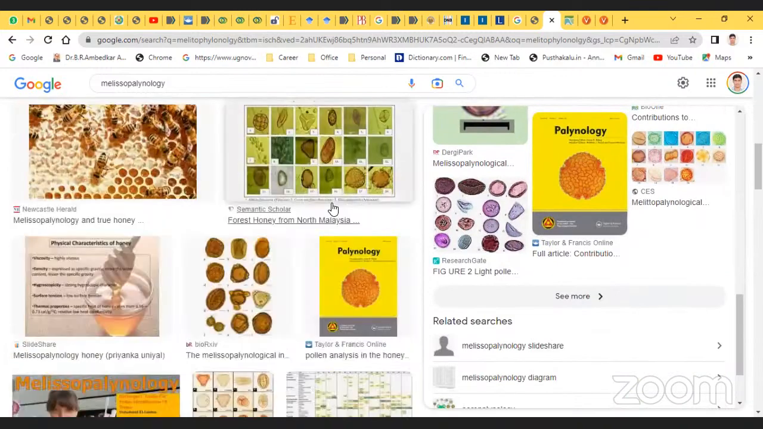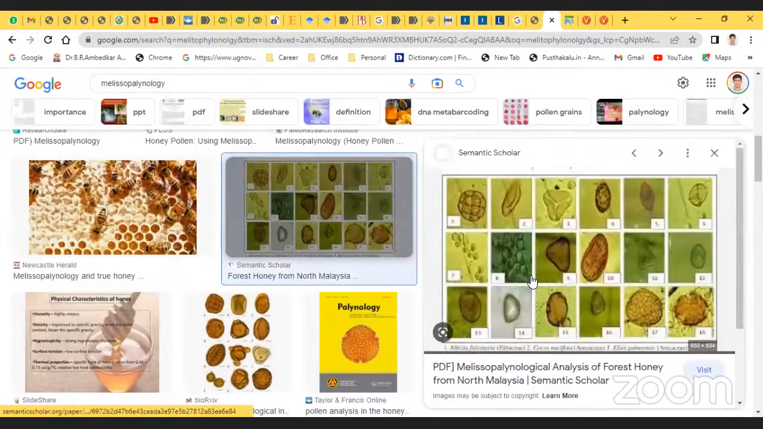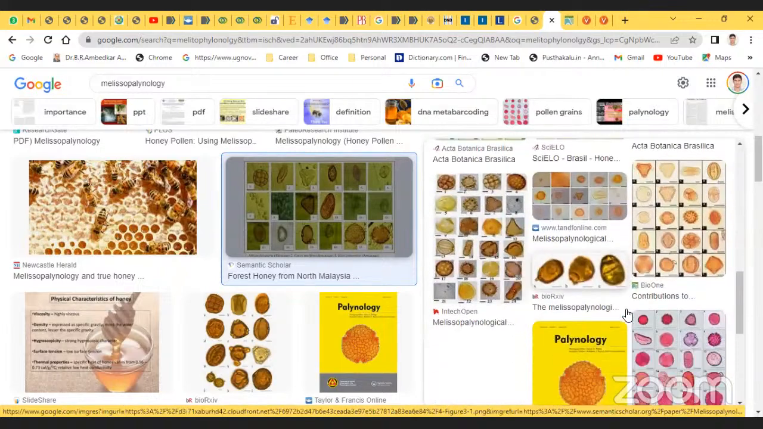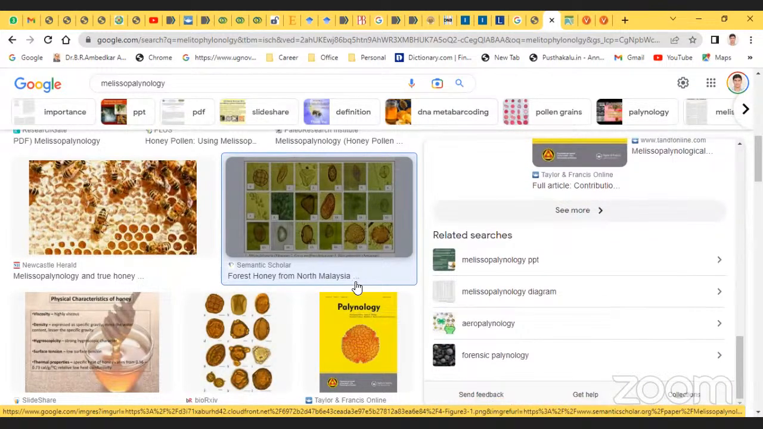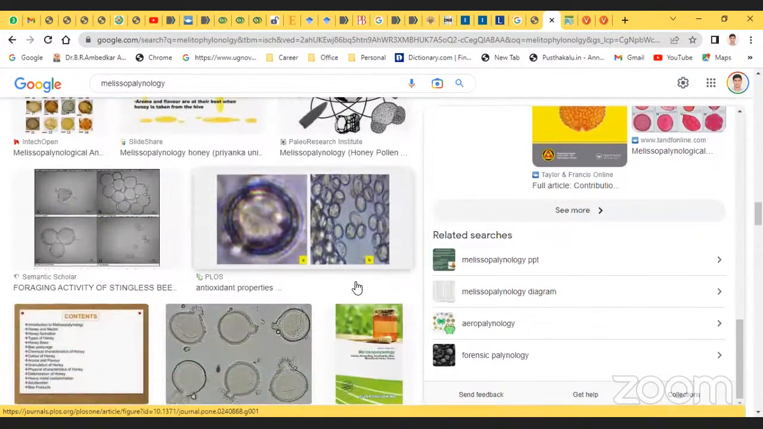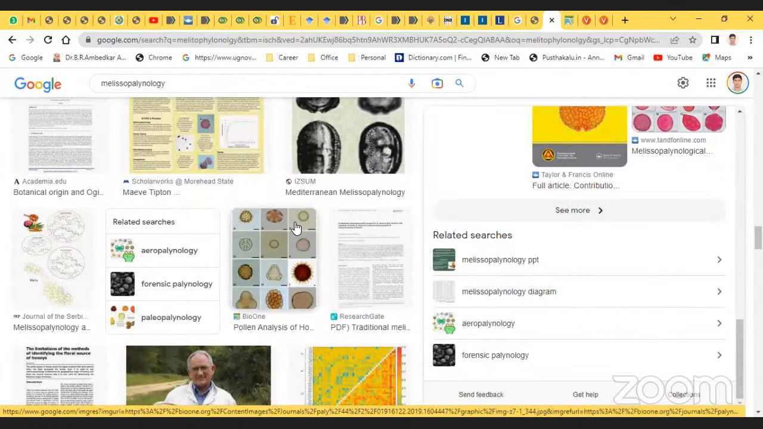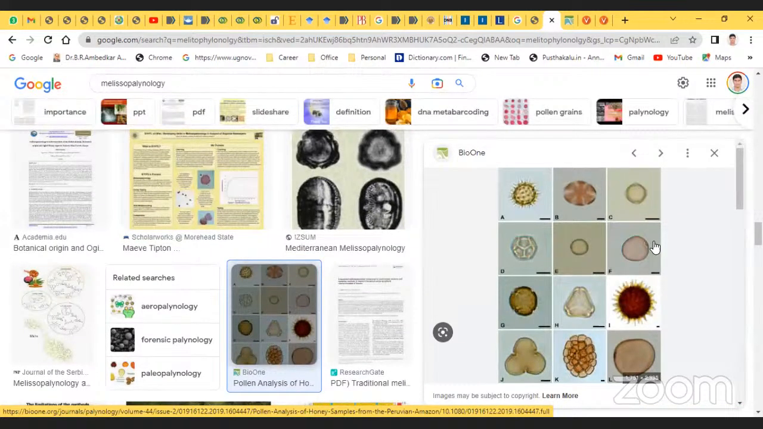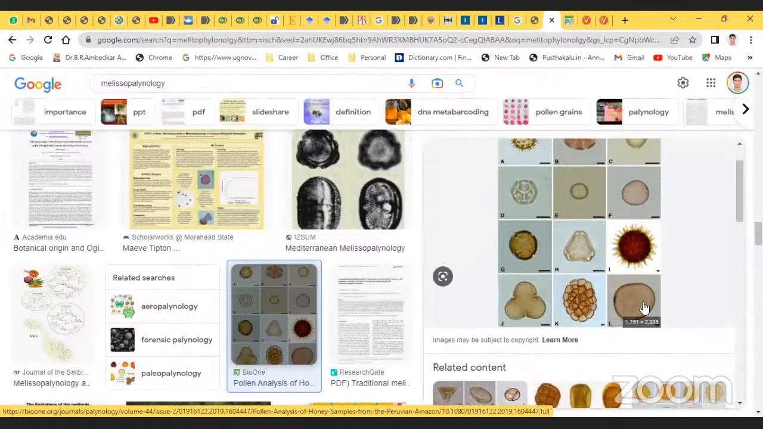This is under melitopaleontology. These are the pollen grain structures. We will discuss later how the pollen grain structure, its surface, and the arrangement of exine and intine are. But these are good research going on in our Osmania University.